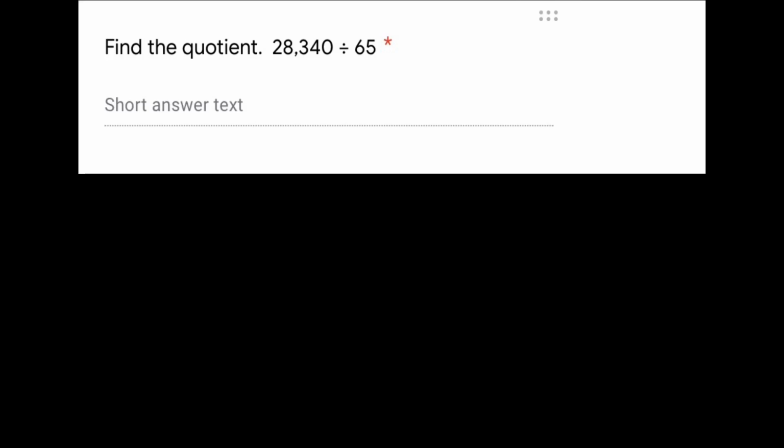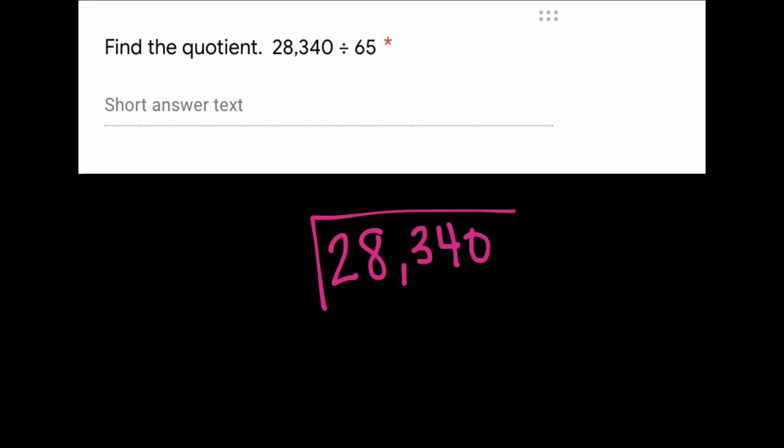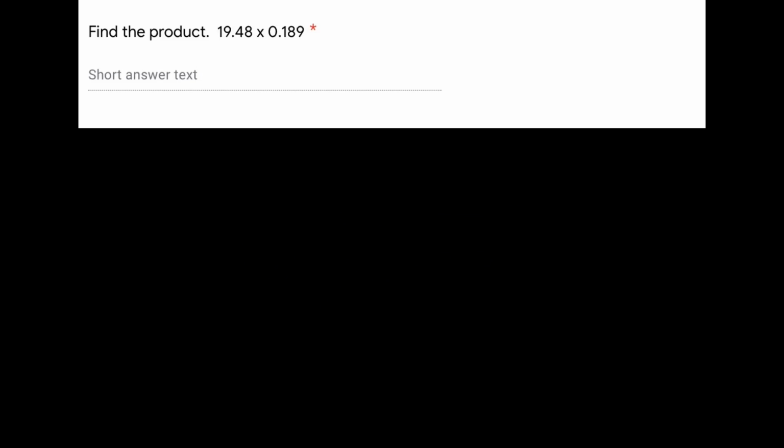Find the quotient. Here we need to take 28,340 and we're dividing by 65. I am going to let you go ahead and do the long division work.